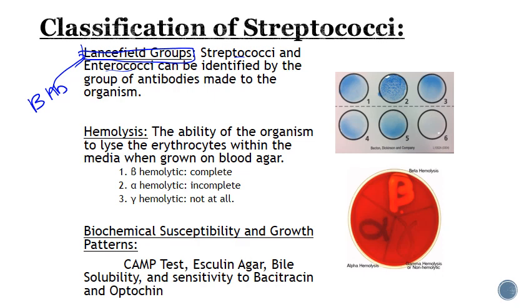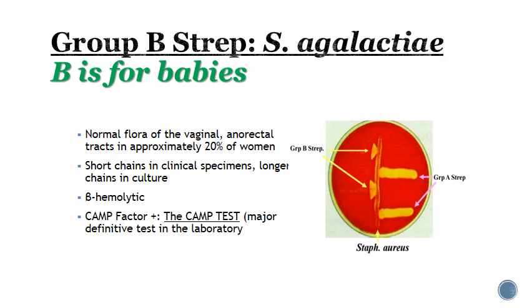The other things that we use are basically the hemolysis, which I touched on the last slide. So basically, what does it look like on blood agar plates? Is it beta, alpha, or gamma? For group B strep, it actually happens to be beta. And then there are certain biochemical tests. So we already talked about catalase, but the main test for group B strep is actually the CAMP test. So we'll talk about what that means again in a minute.